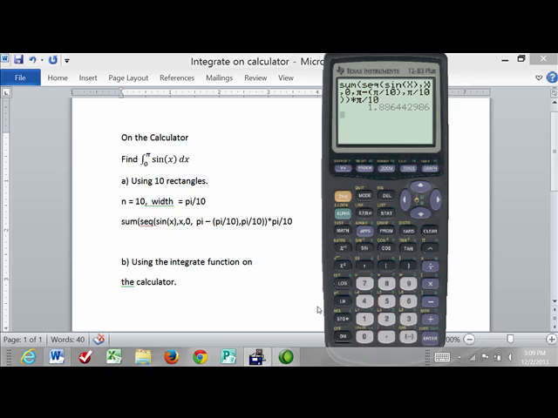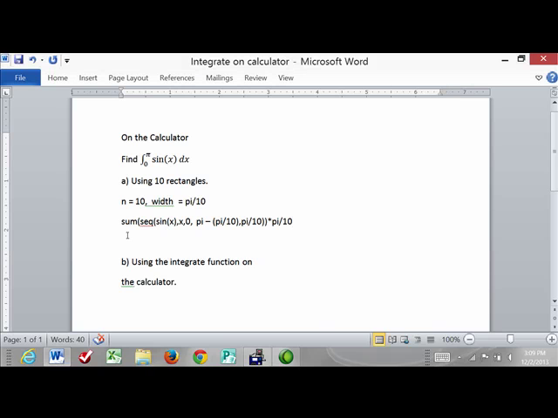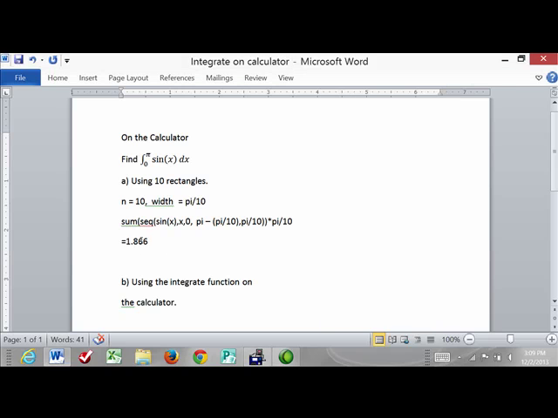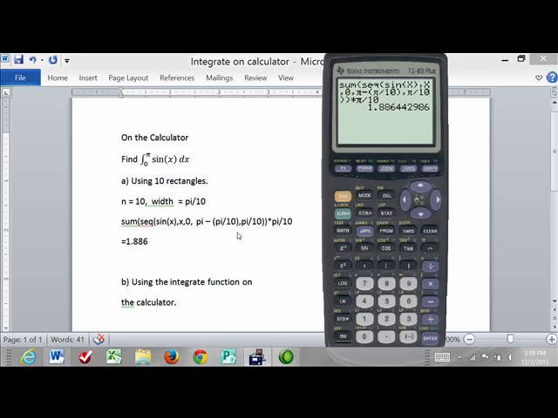So what this is going to give me is the left-hand sum of 1.866. So the area from 0 to pi approximately is equal to 1.866. That's an approximation, 1.886. It's an approximation based on the calculator summing up the left-hand sum of those rectangles. Now, remember, as n goes to infinity, you get a more accurate sum.